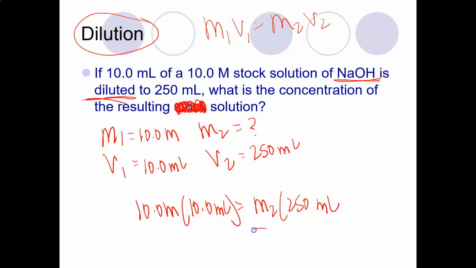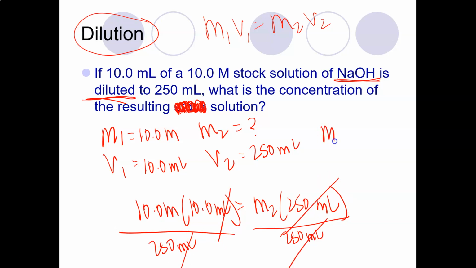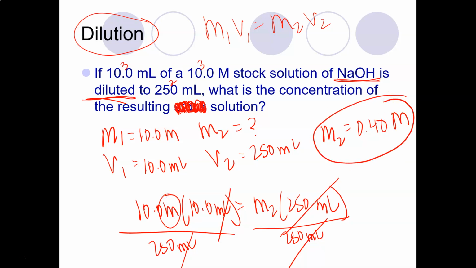I'm going to divide both sides by 250. The milliliters are going to cancel, and that cancels completely. So for M2, I get 0.4, is what my calculator says. Now when I look at sig figs, I've got 3 sig figs, I've got 3 sig figs, I've got 2 sig figs. So I'm going to have to say 0.40, and my unit will be molarity. So I just made a 0.40 molarity solution out of a 10.0 molarity solution.